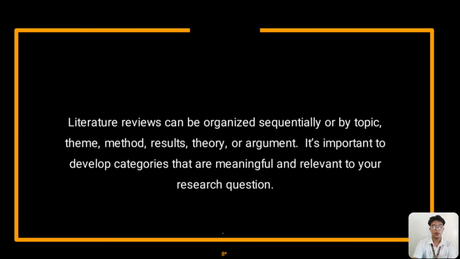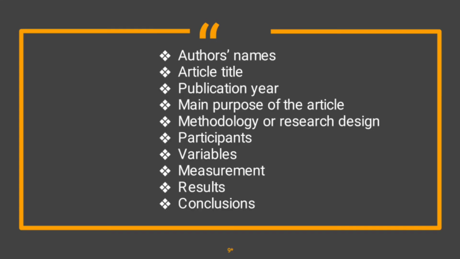It says here, literature reviews can be organized sequentially or by topic, theme, method, results, theory, or argument. It's important to develop categories that are meaningful and relevant to your research question. The use of a literature summary table is critical for effective data extraction and true synthesis in a review. A literature summary table summarizes an article that has been included.